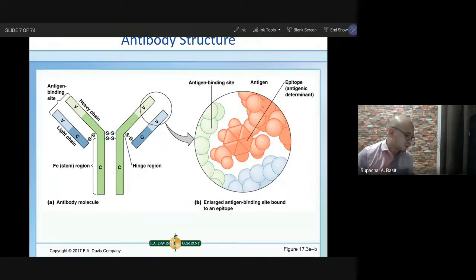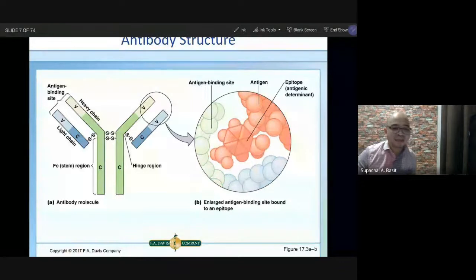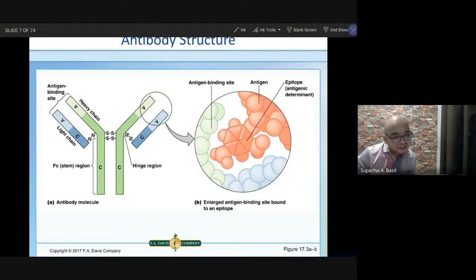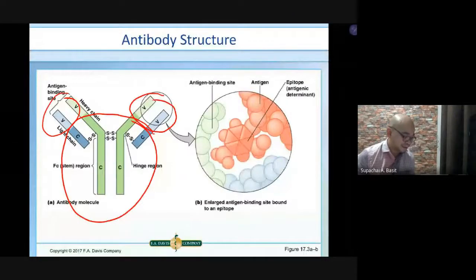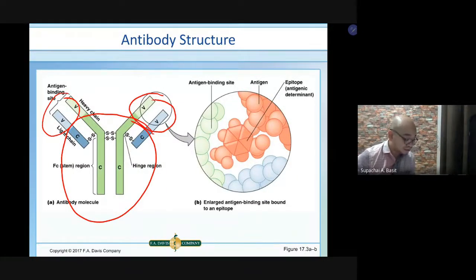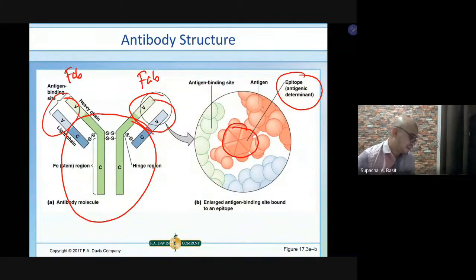Take note also that each of the heavy chain and light chain would also have the constant region and the variable region. So this is now the variable region. And then this is the constant. The variable region is important because this is where the antigen binding site occurs. So this is the FAB and this is another FAB. The antigen binding site is somehow adaptive to the epitope. So epitope is the antigenic determinant of the antigen. So that is the fragment for antigen binding.